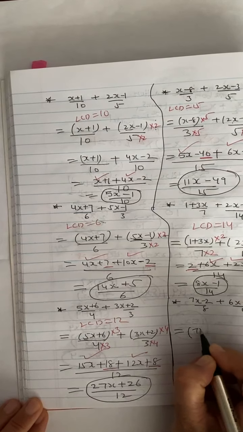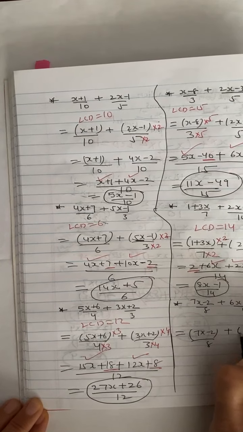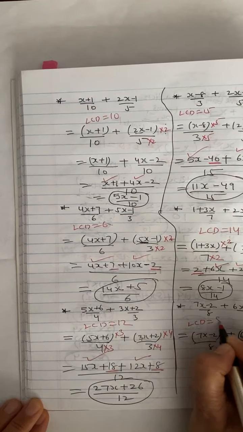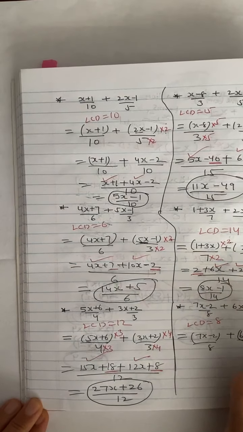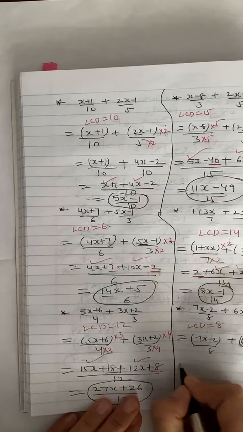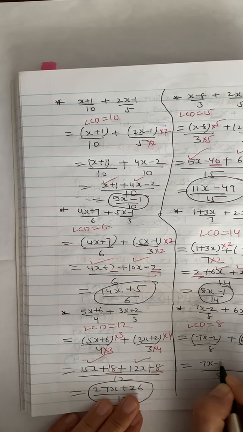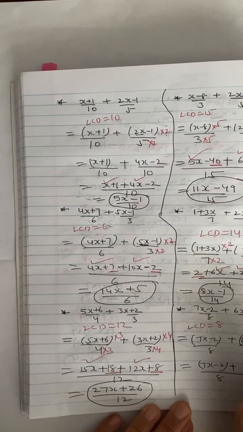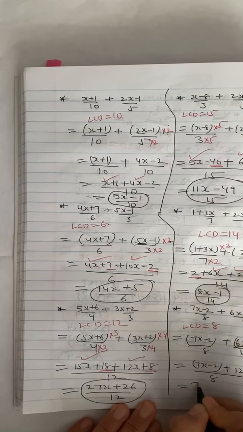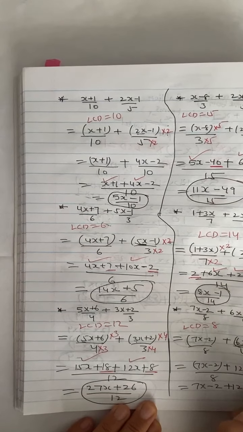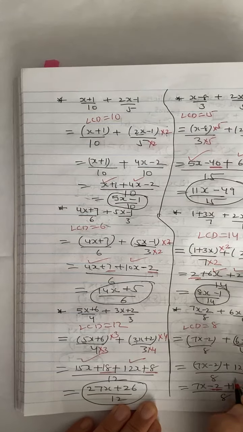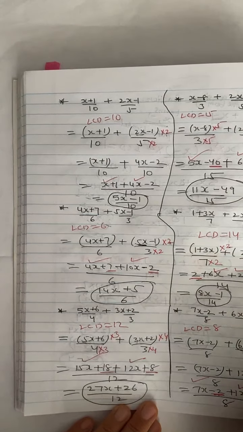Similarly here, 7x minus 2 in a bracket, 6x minus 1 in a bracket, LCD is 8. So this multiply by 2, you multiply this by 2 and this by 2. So here is 8. Nothing to distribute for 7x minus 2. 2 distribute to 6x minus 1, 12x minus 2. And then we don't need any bracket. And like terms here, this one, minus 2 and minus 2 is like term, 12x and 7x is also like term.